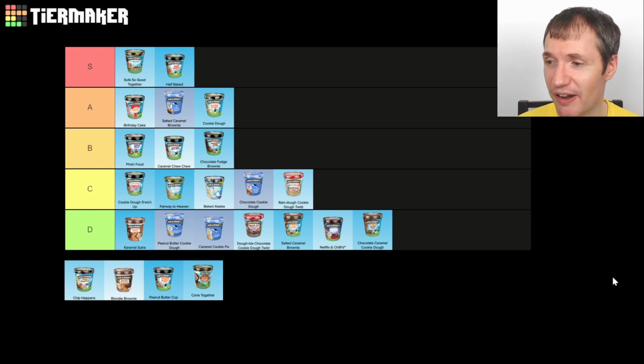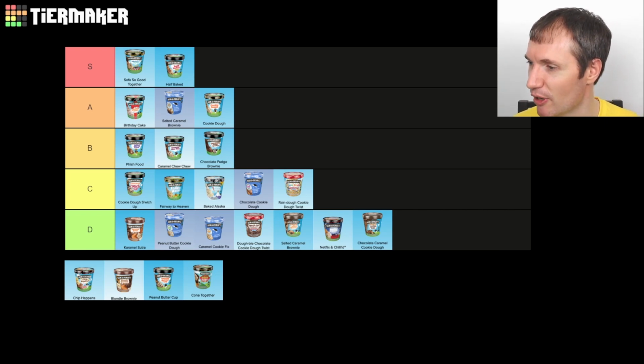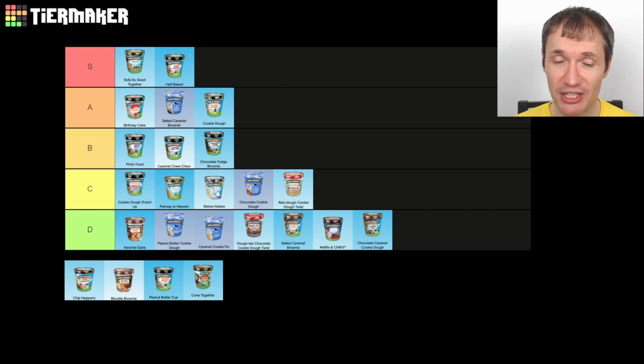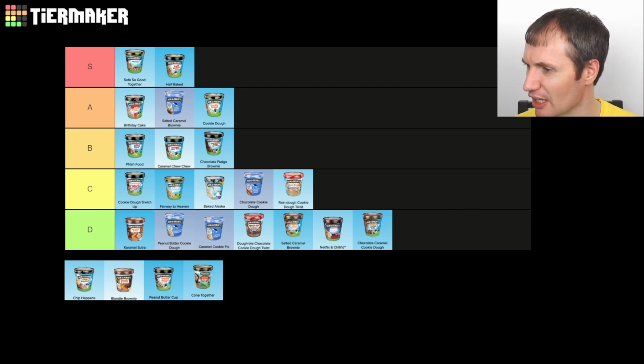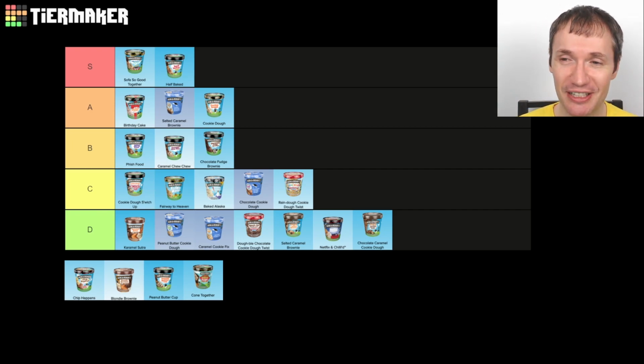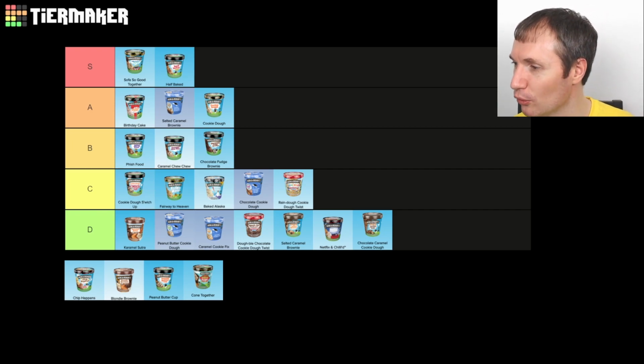Chip Happens. I didn't think this was still for sale, but it's on the website and it has been updated recently. So, a cold mess. It was a limited Phish flavour, basically. That was the shtick on this one. A cold mess of chocolate ice cream with chocolatey chips and crunchy potato chip swirls.